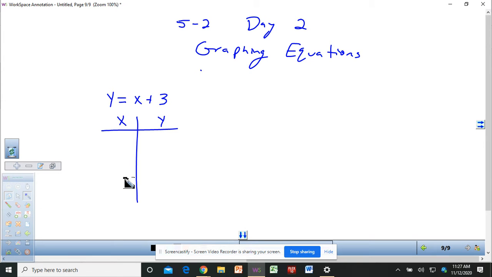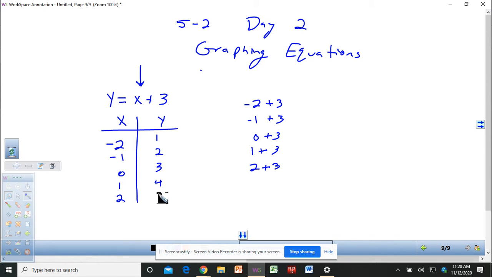And when you do that, you have to pick some random numbers to plug into this equation. So I always suggest going with 5 basic ones: -2, -1, 0, 1, and 2. Okay. So once you do that, we're going to start plugging in and solving. So -2 plus 3, -1 plus 3, 0 plus 3, 1 plus 3, and 2 plus 3. And we're just going to plug them in for x into this equation right here. Now, when you do that, you're going to get 1, 2, 3, 4, 5.